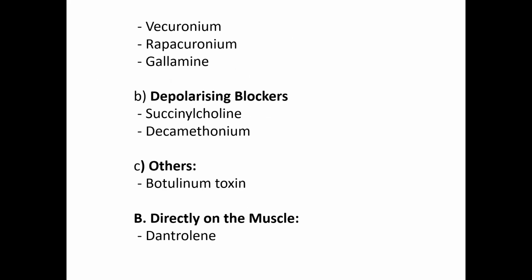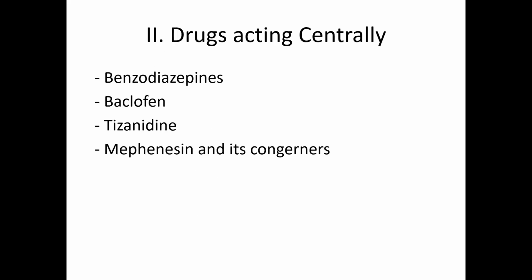The other group of drugs which act at the neuromuscular junction is botulinum toxin. The drug acting directly on the muscle is dantrolene. And coming to the second group, the drugs that act centrally, these are benzodiazepines, baclofen, tizanidine, mephenesin, and its congeners.